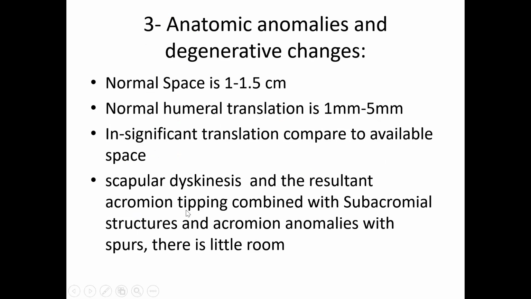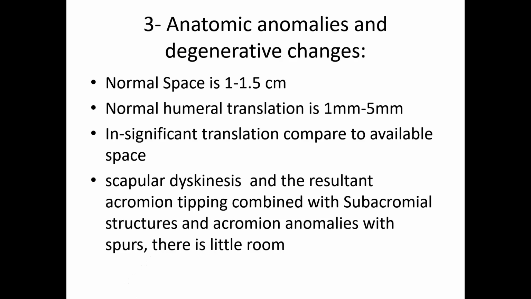Now, what is the third pathway, the anatomical anomalies and the degenerative changes? Usually, when there is the stenosis of this space between the humeral head and the acromion, that is actually present after some abnormal anomalies. The normal space is between 1 to 1.5 centimeter, and normal humeral translation is up to 5 mm. So insignificant translation compared to available space. So that's why the scapular movement is very, very important during the superior translation of that humeral head.